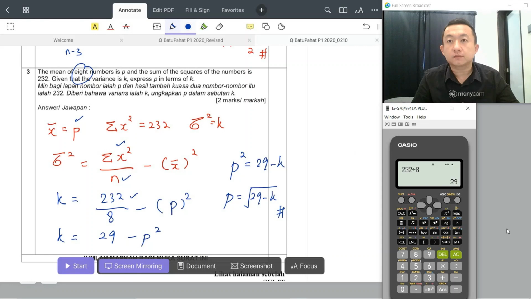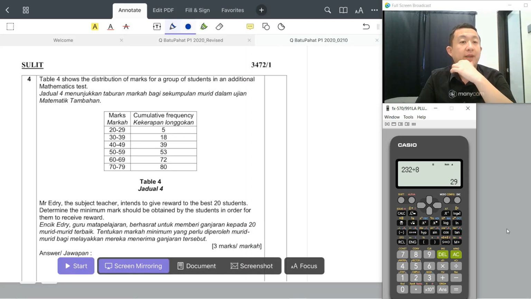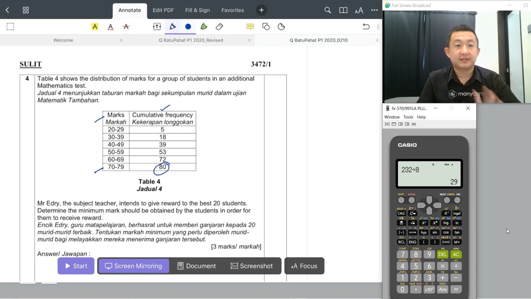Alright. We go on with number 4. The table shows the distribution of the marks of a group of students in an Additional Maths test. So you have the marks range, starting from 20 and ending with 79, and you have the cumulative frequencies. My first question here: when you look at the table, can you tell how many students in total? The answer is 80. There are 80 students in the test.